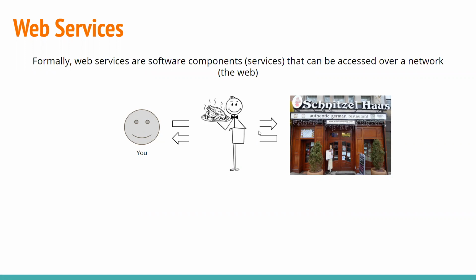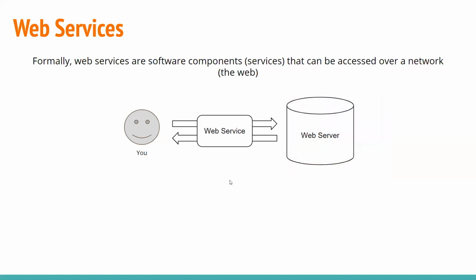So you'll order in English, and the waiter will go and speak to the chef in German, and the waiter understands both of you and is able to translate between you, okay? So that's the purpose of the waiter in this case. And a web service is basically doing the same thing. It's a way that you can interface with a web server, okay?